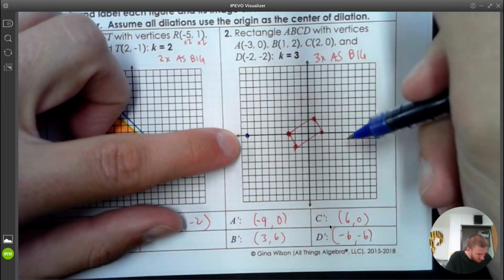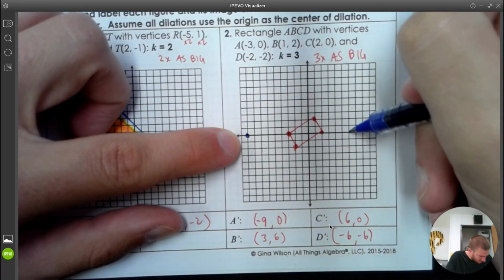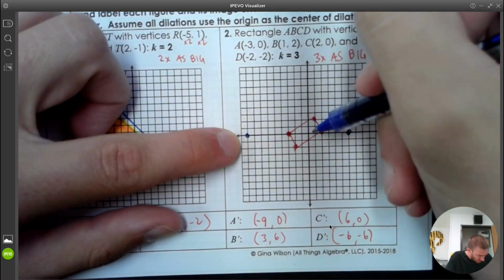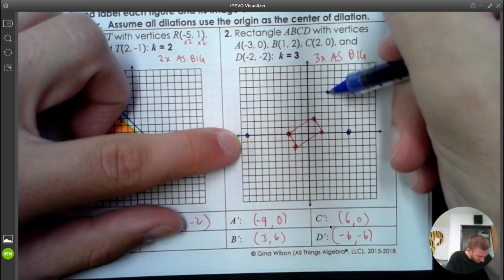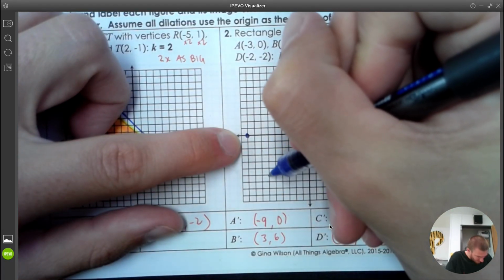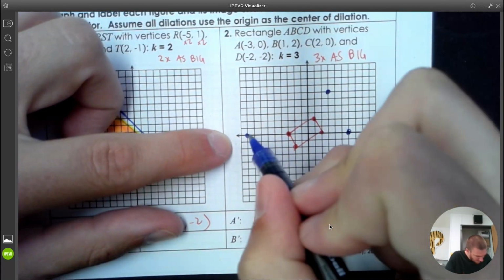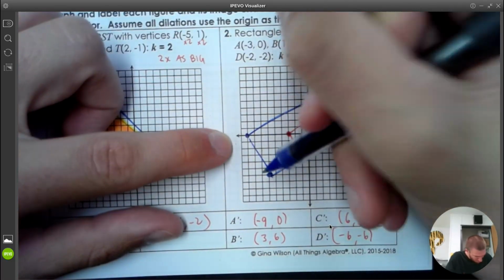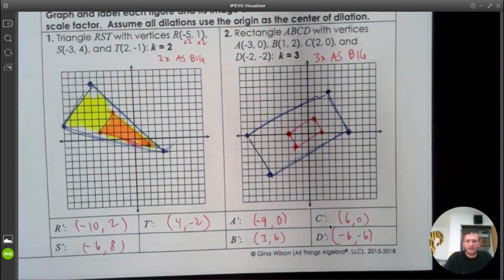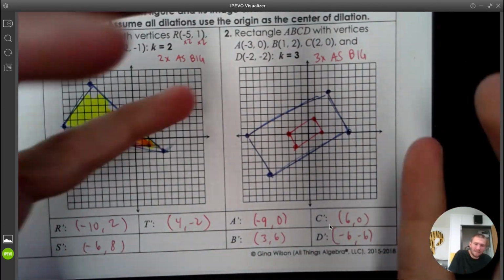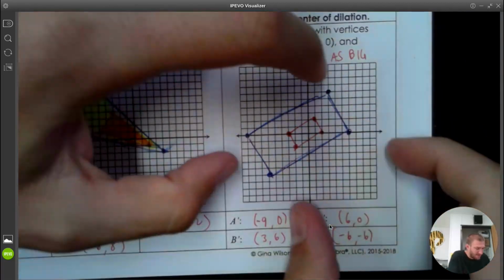Negative 9, 0. 6, 0. 3, 6. I did this in a very weird order. Negative 6, negative 6. And there you go. Now hopefully you're starting to recognize that we kind of have the one shape that is kind of growing a little bit on the outside of our shape.